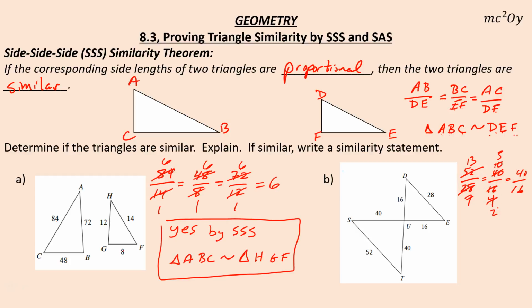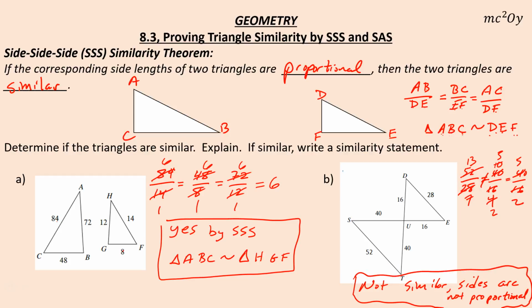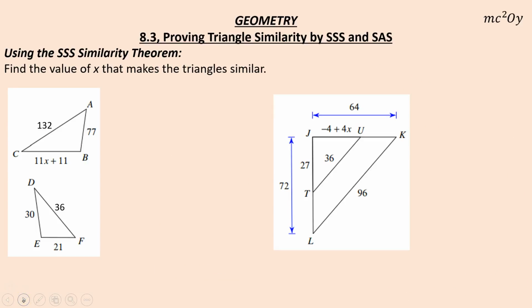Okay, so definitely not proportional. This would obviously reduce to 5/2. But these two are not proportional, therefore not similar. Sides are not proportional. There's a good explanation there. And you have the math to back that up. All right. Very good. Well, let's go ahead and take a look at some others here using the side-side-side similarity theorem.